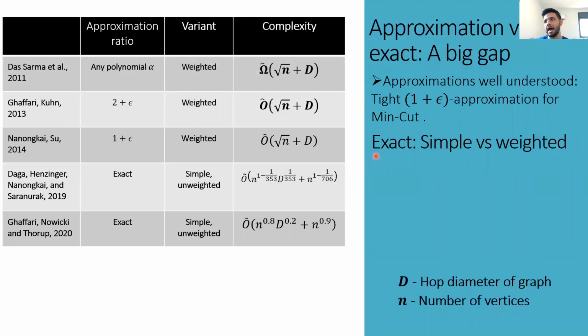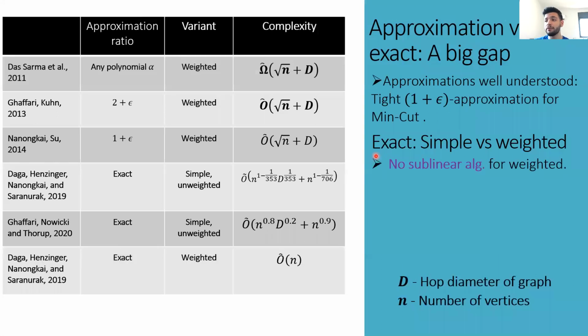But when it comes to exact algorithms, the picture is far from being complete. The first breakthrough came in 2019, where the first sublinear algorithm for min cut was developed, but even that was only for simple unweighted graphs, and even additional work that improved upon this upper bound was only able to achieve a complexity of n to the 0.9 in the worst case, again, only in simple unweighted graphs. The state of the art for weighted graphs was still linear time.